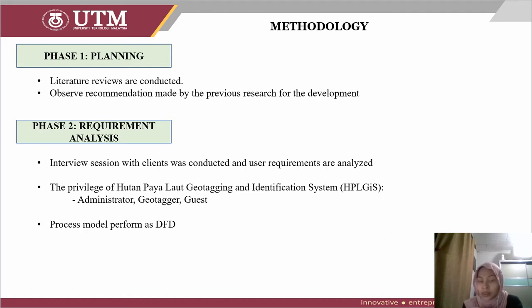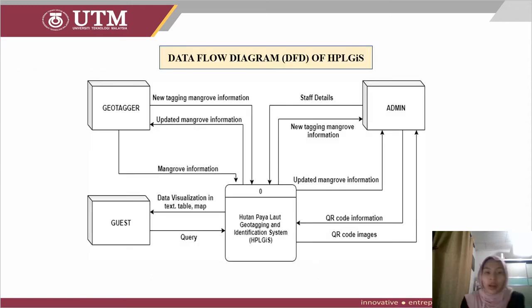Then we provide the data flow diagram to perform the process model. This figure shows the data flow diagram for the system that will be developed, involving the geotagger, guest, and also admins. The geotagger is able to provide the information of new tree taggings and also update the tagged trees. And the guest is only able to see the data visualizations and query the data. The admins are able to register the geotagger, update and delete the tagged mangrove information, and also generate the QR code.